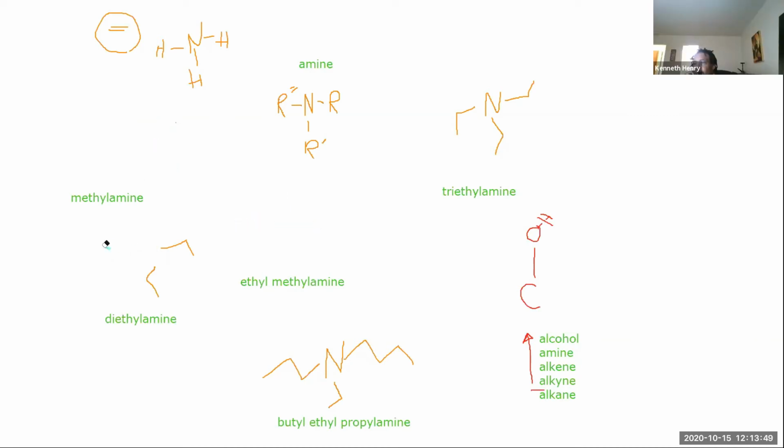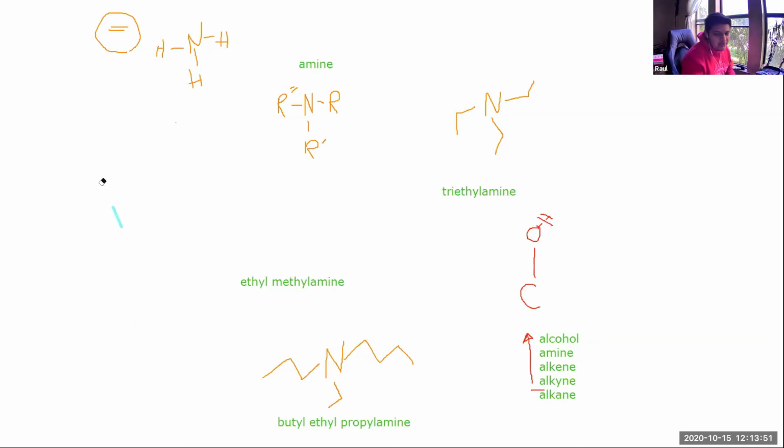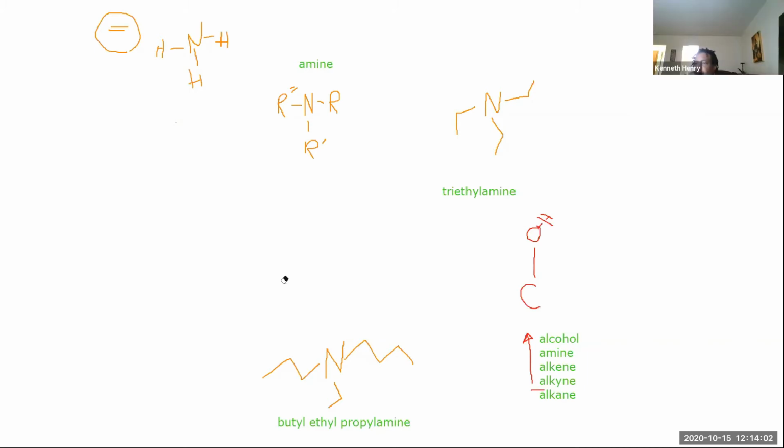Dr. Henry, quick question for the last one, where it's butyl ethyl propylamine. The reason we start with prop is because prop is the smallest chain, right? So we start with prop. That's why it's propylamine. No. Look at it: B, E, or P. Is there a trend going on there? Alphabetical order.